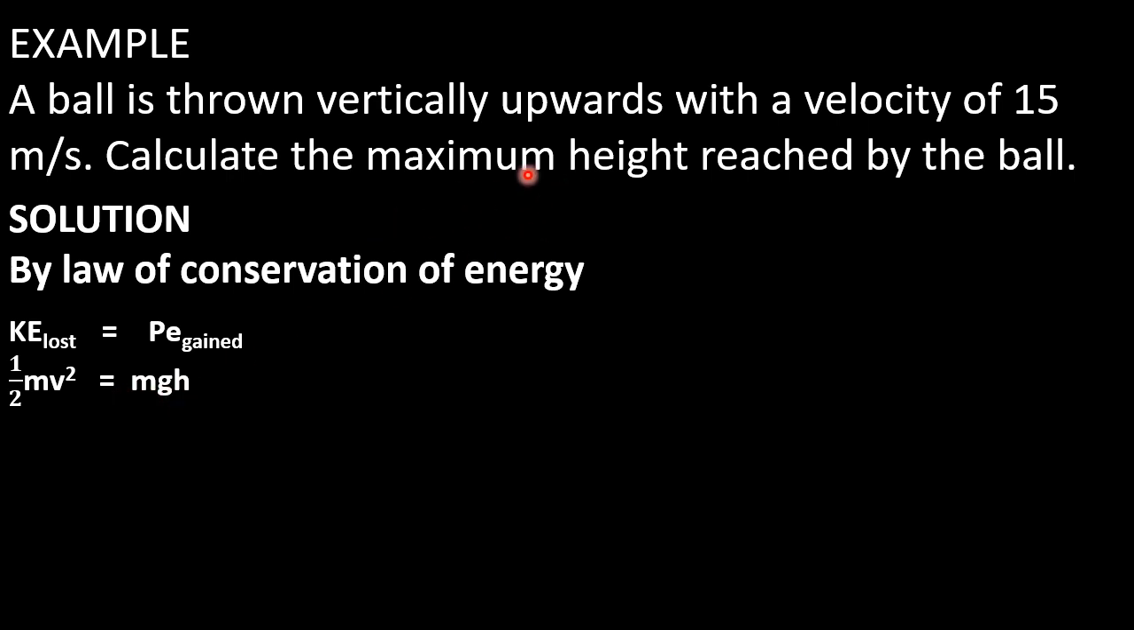So what is the maximum height? We need to find this height here. Since m appears on both sides of the equation, you can cancel it, so that eventually what you have is v squared equals 2gh. So making h the subject of the formula, just substitute the values that are given there. So v is given as 15 here, and g is 10, obviously. So we can solve for h.